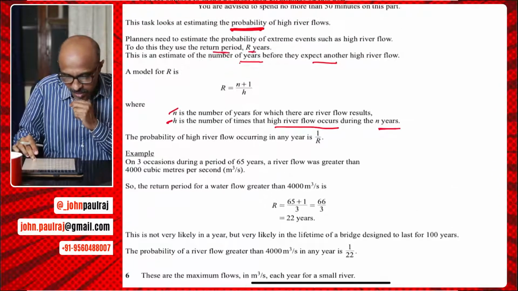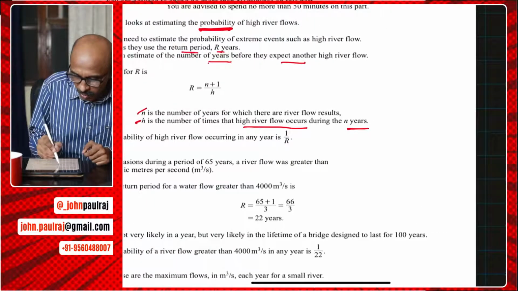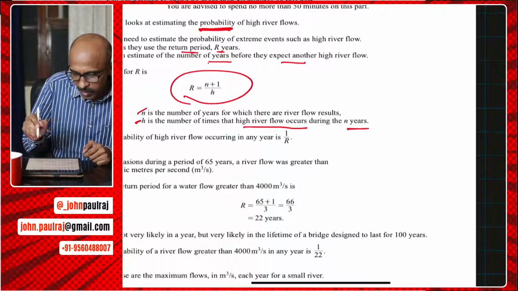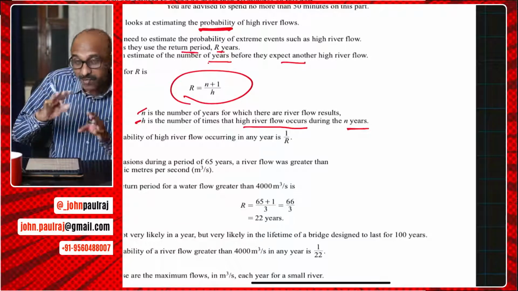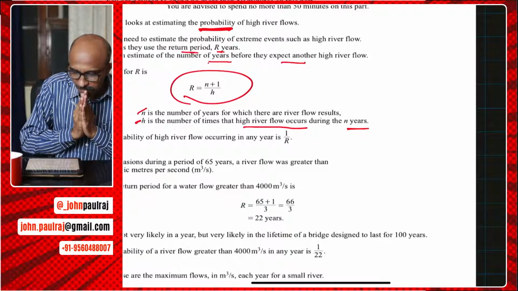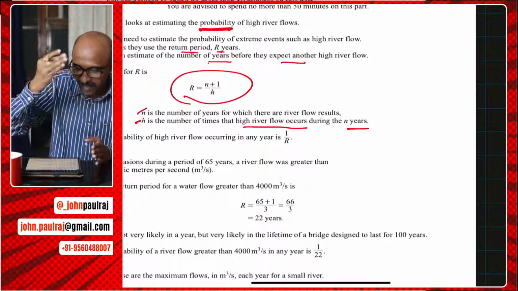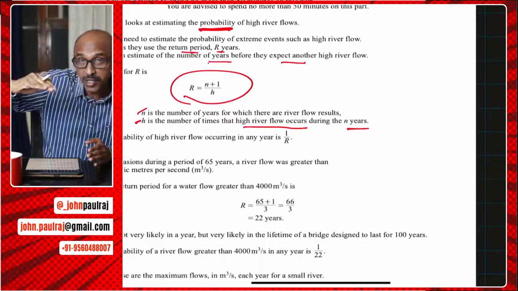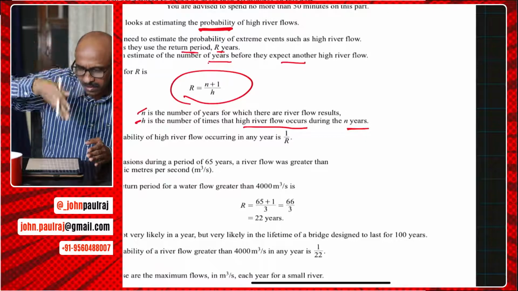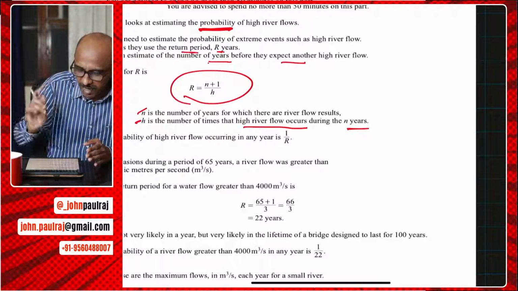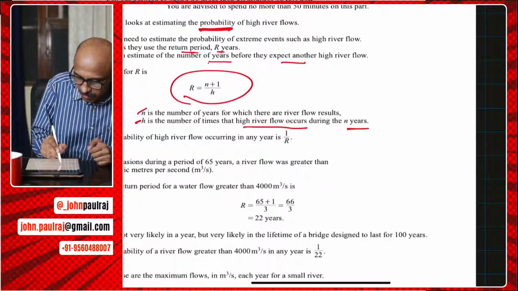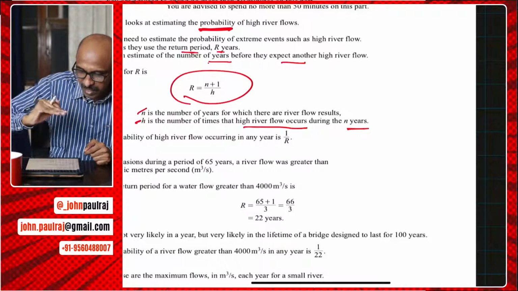But let's get back to this question. Let's look at that R again. This R is n plus 1 over h, and n is the number of years that we have all the data, the total number of values we have on the data that these river flows have been measured and tabulated. And h is the number of times in that table that we have this high river flow.